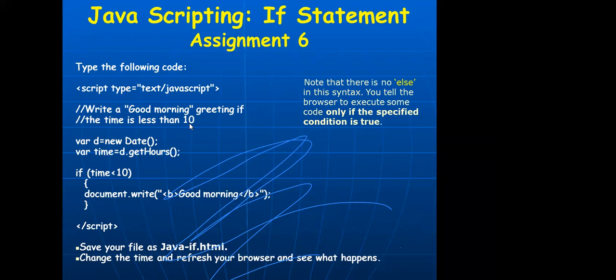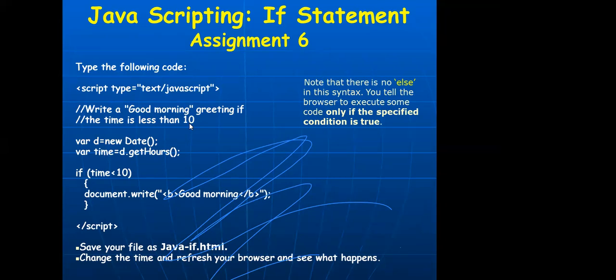So var d is equal to new Date. Date will come in this program. Then we declare another variable, time, so d.getHours. I haven't defined getHours; it is an inbuilt JavaScript function. If time is less than 10, document.write good morning in the script. So let us do this program, guys, correct? Tomorrow we'll complete this.